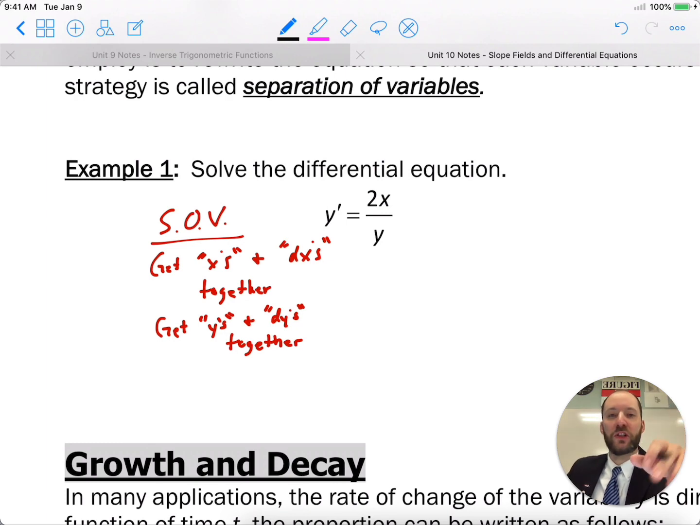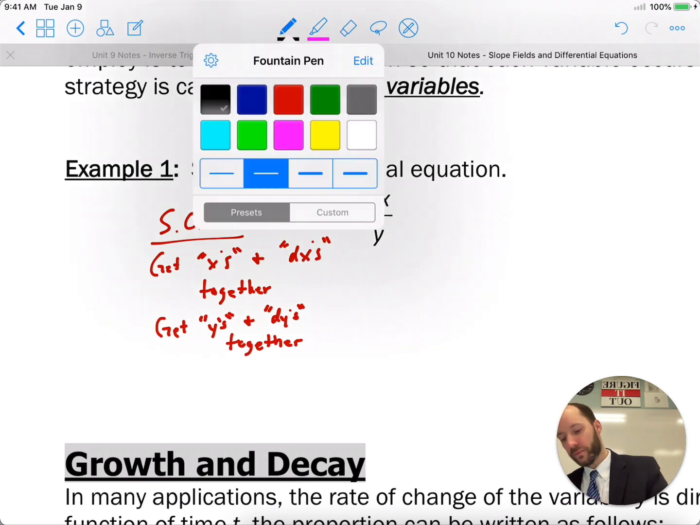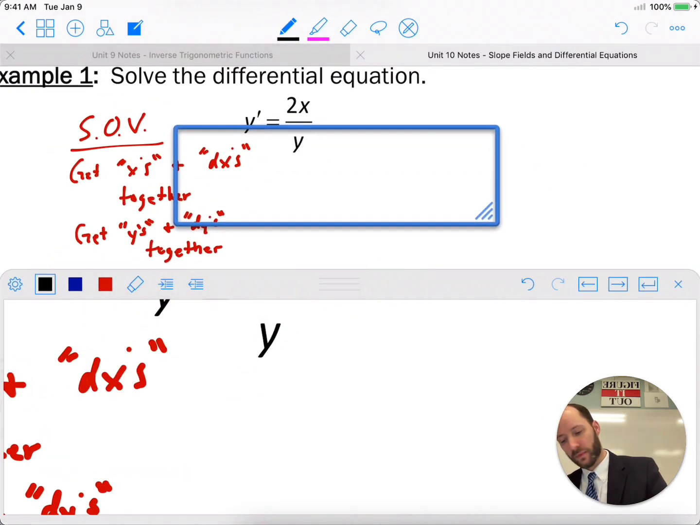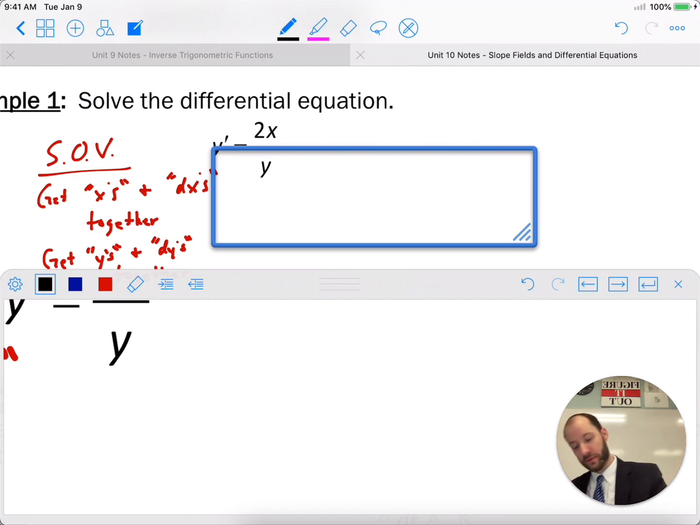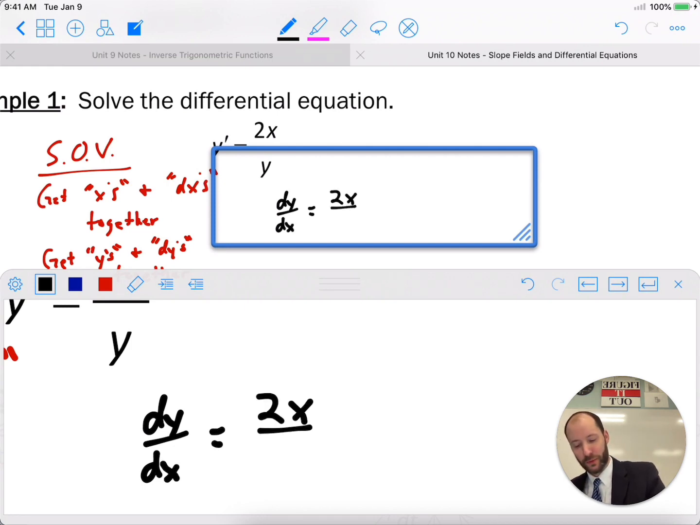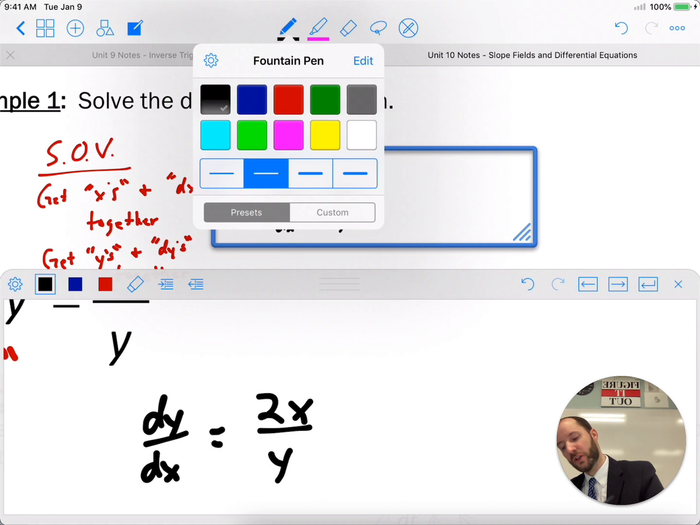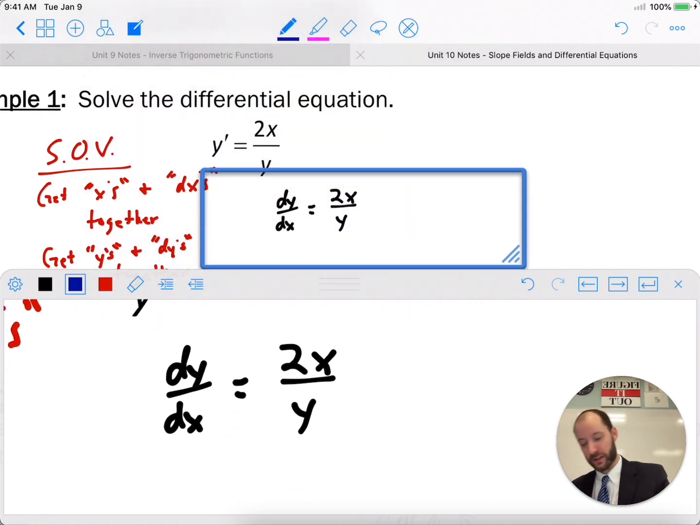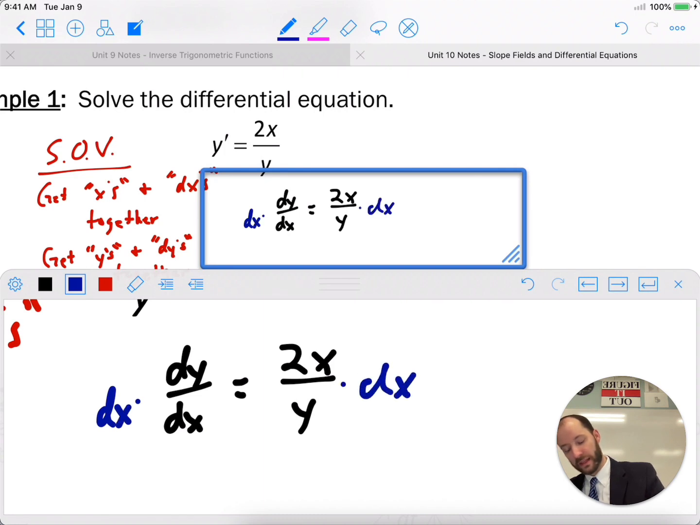First step, separation of variables. Get the x's and the dx's together, and then also get the y's and the dy's together. So to do that, we need to take the y prime and just write it as dy/dx, like it is. And we want to get the x's and dx's together. So multiply both sides by dx. That will cancel the dx's on the left side.